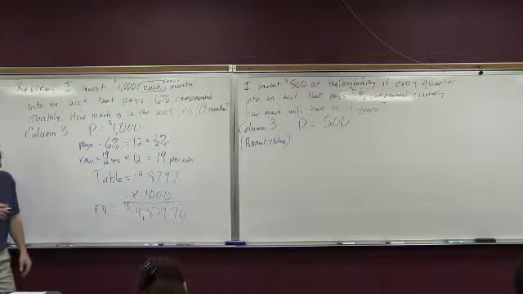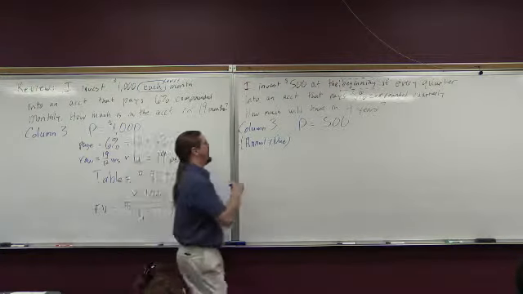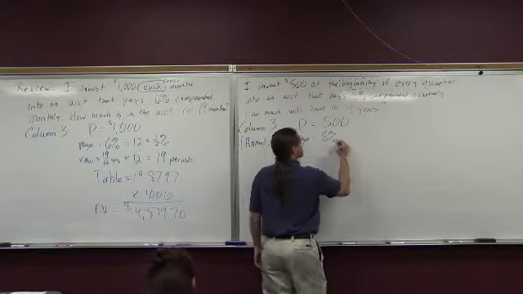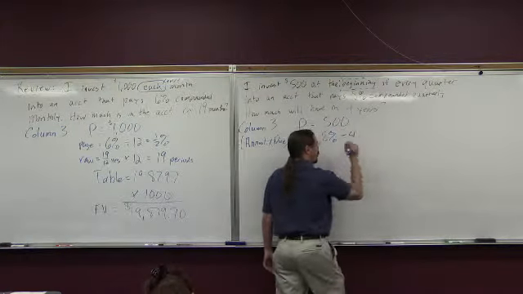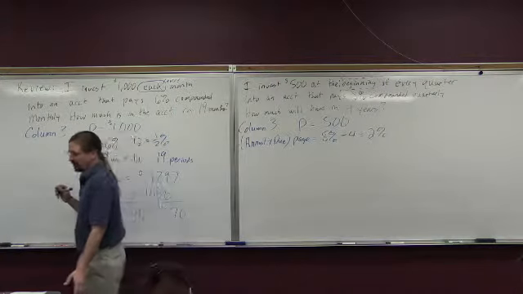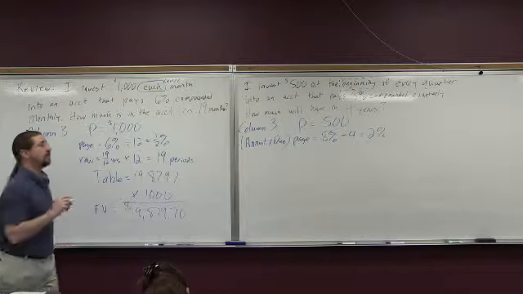P is the $500 I'm going to invest each period. What page am I going to go to this time? 8% quarterly. We are at the 2% page. And what row am I going to go to?